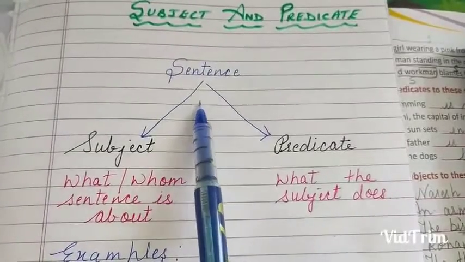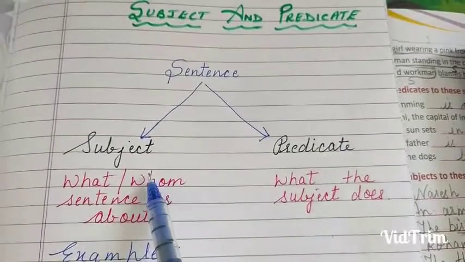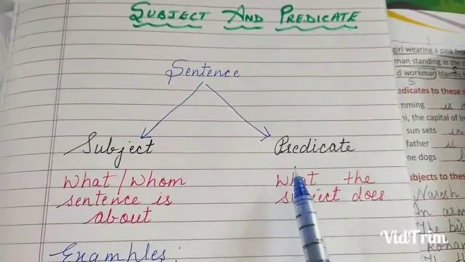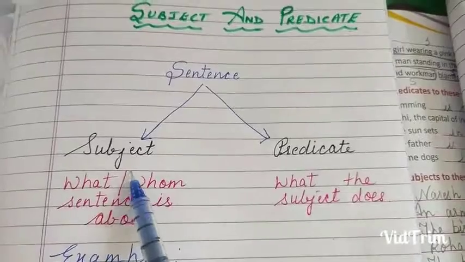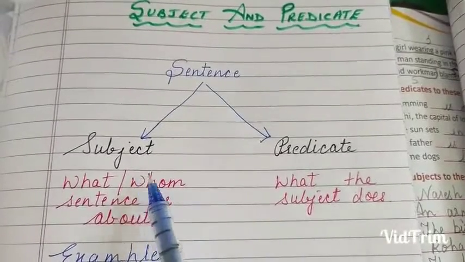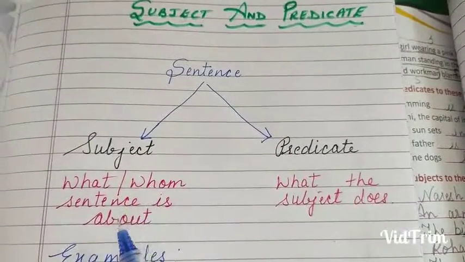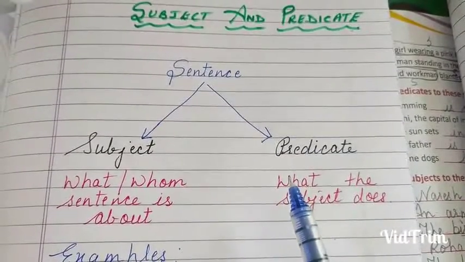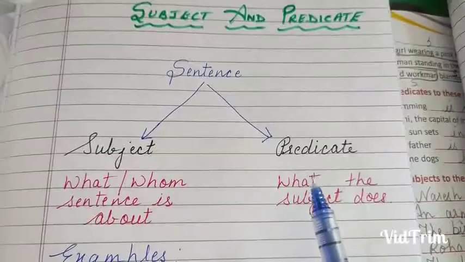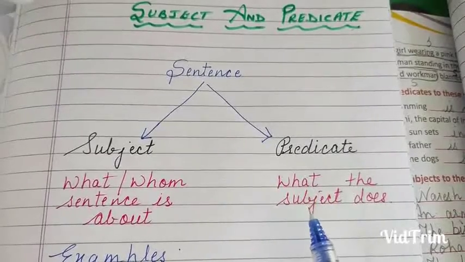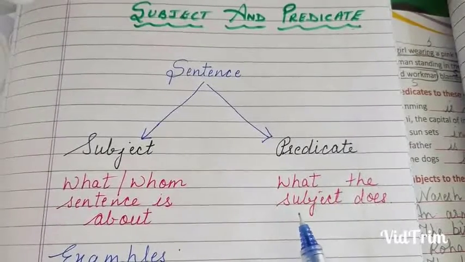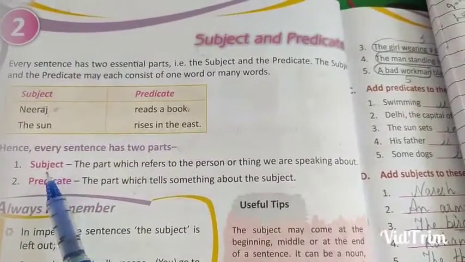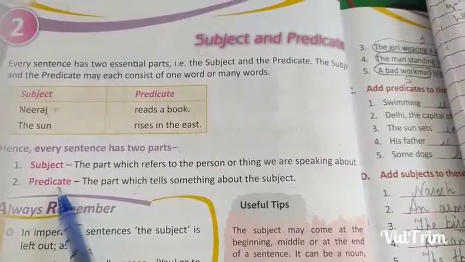In a sentence, the naming part is known as subject and the telling part is known as predicate. Subject tells us who or what the sentence is about, and predicate tells what the subject is or does. In other words, it tells what someone or something is or does. So here is the definition of subject and predicate given in your book.